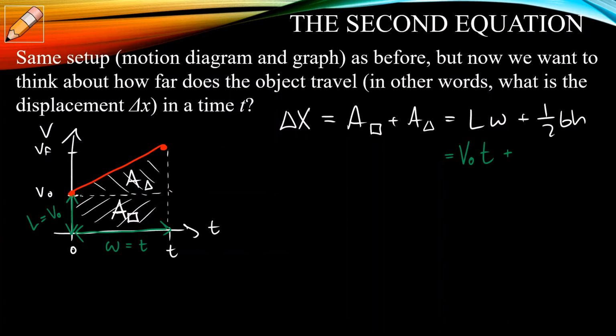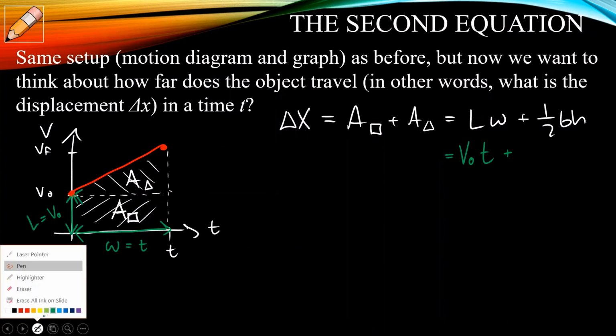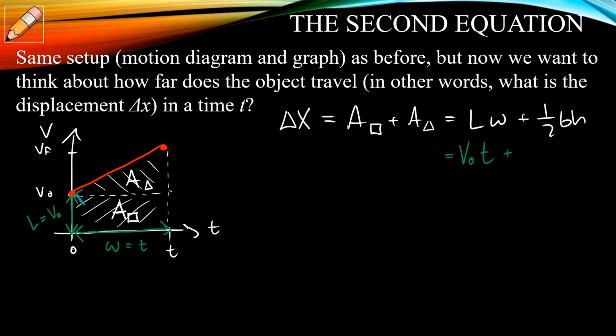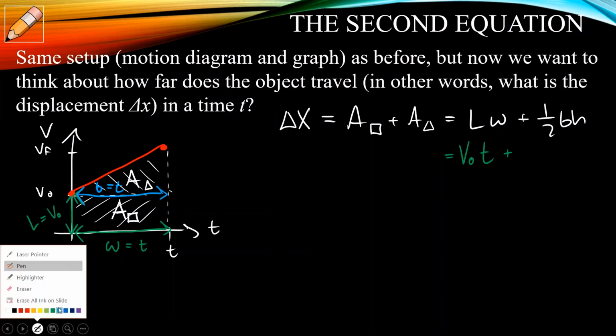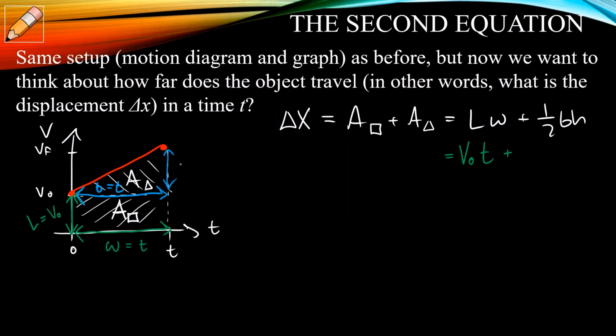And then for the base of the triangle, let me do this in a different color. Notice that the base is also the time, also a horizontal distance. It's representing how long the object has been in motion. And then we've got the height. We're starting at this initial velocity and we're ending up at this final velocity.